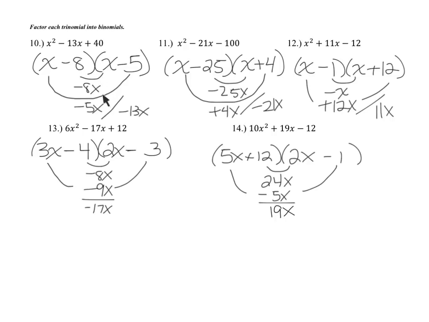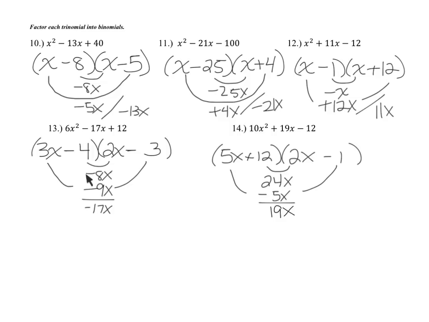But when I'm doing my inners and outers, they're going to add to give me negative 13, right? So negative 8 times negative 5 gives me 40. Negative 8 plus negative 5 gives me negative 13. And it works over here too, right? The 2 numbers that multiply to give me negative 100 are negative 25 and 4. And those also add to give me negative 21. Same here, 2 numbers that multiply to give me negative 12 but add to give me 11, they have to be negative 1 and 12.